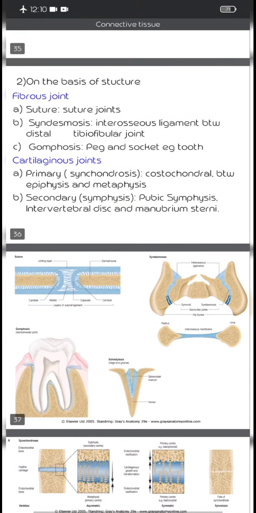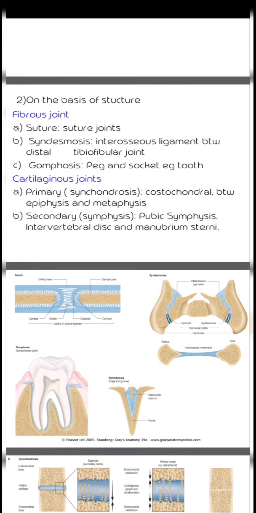On the basis of structure, joints can be divided into fibrous joints and cartilaginous joints. Further subtypes of fibrous joints are suture joints, syndesmosis joints, and gomphosis joints. Cartilaginous joints can be further divided into primary cartilaginous joints and secondary cartilaginous joints.